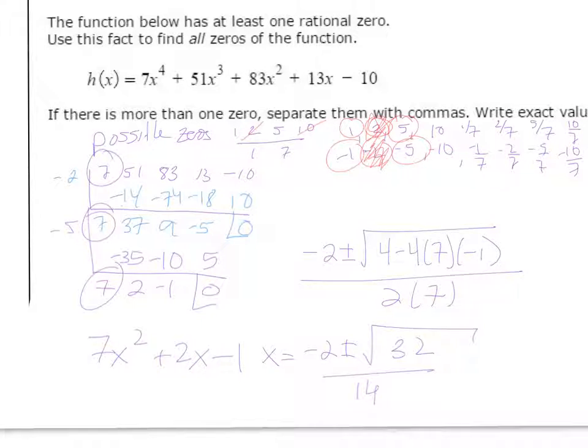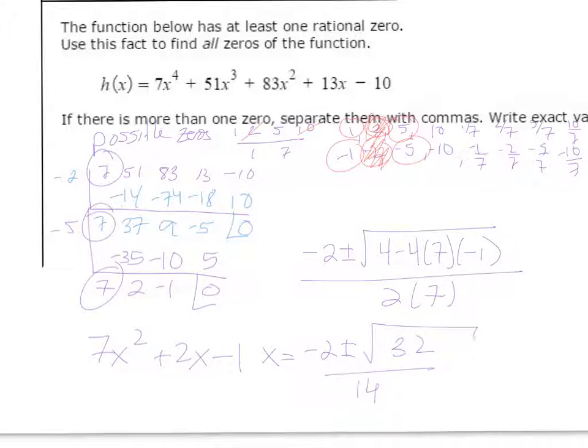And here's something we haven't done for a while. We have to clean this up. This 32 is really a 16 times a 2, and I can square root the 16. So I get negative 2 plus or minus square root of 16 is 4 root 2, over 14. And then if all these numbers are even, whoopsie doodle, if all the numbers on the outside of the radical have a common factor, you should divide that out. So that'll actually become negative 1 plus or minus 2 root 2, all over 7.